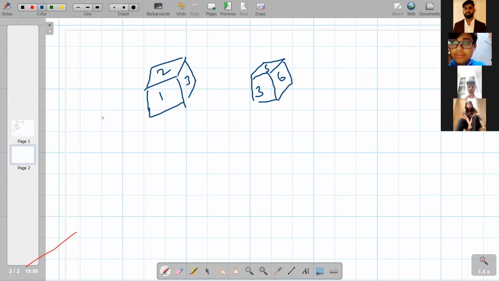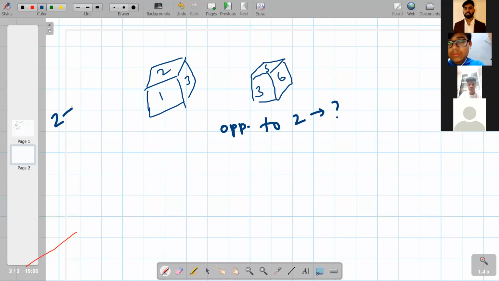Now, in this dice, they may ask you what is opposite to 2. Most of us follow the visualization method, where we play with the dice and keep visualizing very often. Let's keep that aspect in mind. What we generally feel and what we generally know is that there's more visualization required.